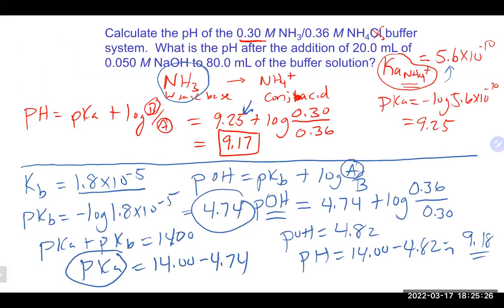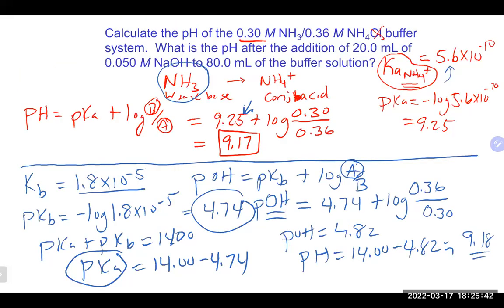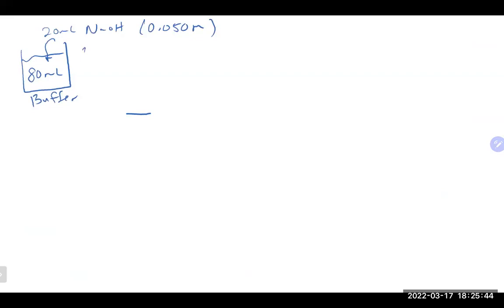And we want to know what the pH is. So that's 0.05 molar sodium hydroxide. And our buffer there was 0.3 ammonia and 0.36 molar ammonium. Okay, so we're definitely going to add the sodium hydroxide here.